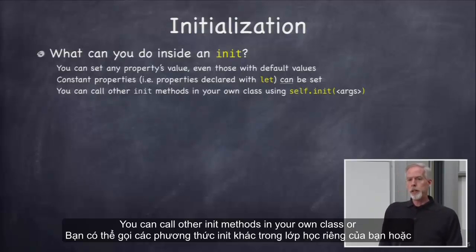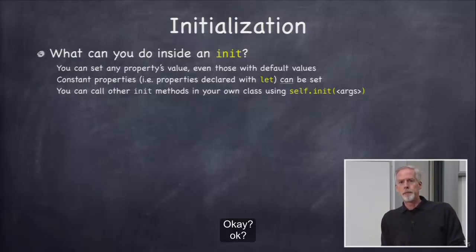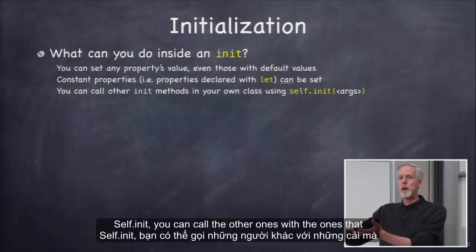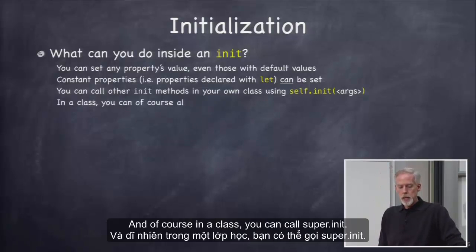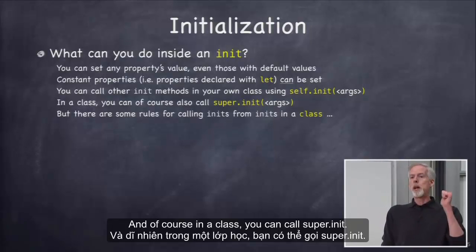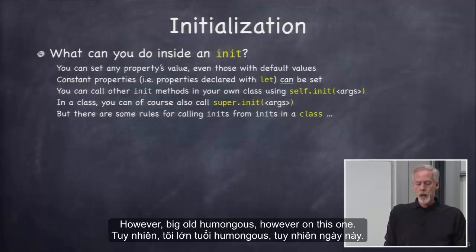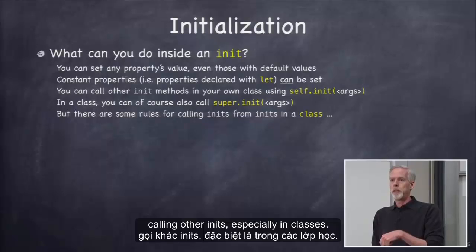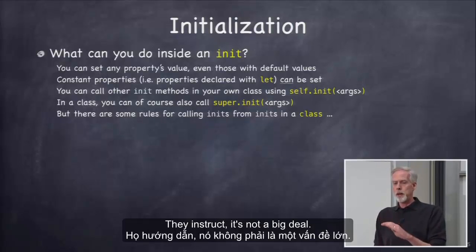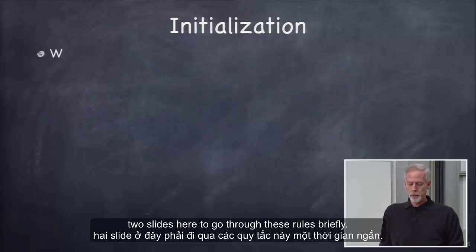You can call other init methods in your own class or struct using self.init. Self.init, you can call the other ones with different arguments. So that sounds good. And of course in a class, you can call super.init, calling your superclass's initializers with their arguments, whatever they might be. However, big old humongous however on this one, there are a lot of rules for calling other inits, especially in classes. In structs, it's not a big deal, but in classes, there's a lot of rules, and we're going to take 2 slides here to go through these rules briefly.